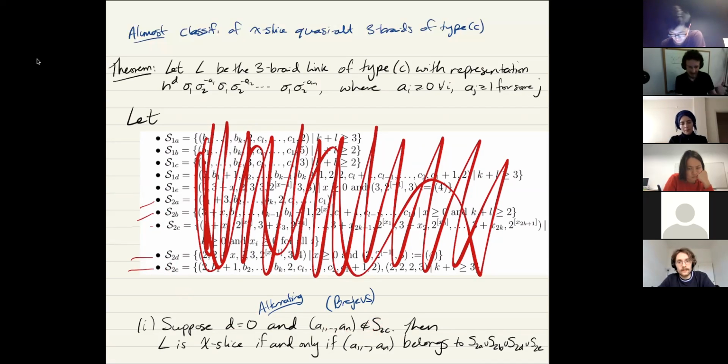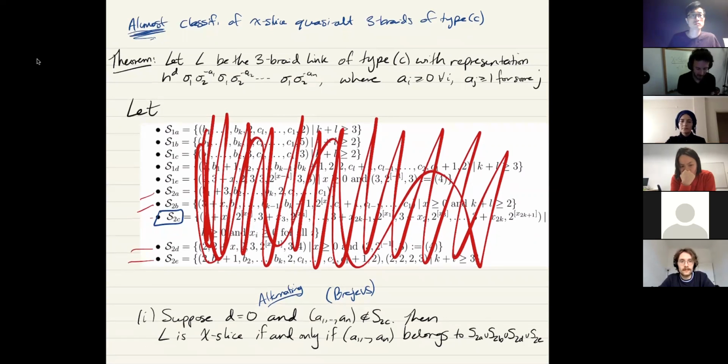But if you're inside S2C, then you may or may not be chi-slice. And in fact, there are examples that are chi-slice and there are examples that are not chi-slice. So S2C is super mysterious and it's something that we're still exploring. This is the work in progress portion of this. And this is also the almost classification portion, where we haven't been able to pin down what happens in S2C.